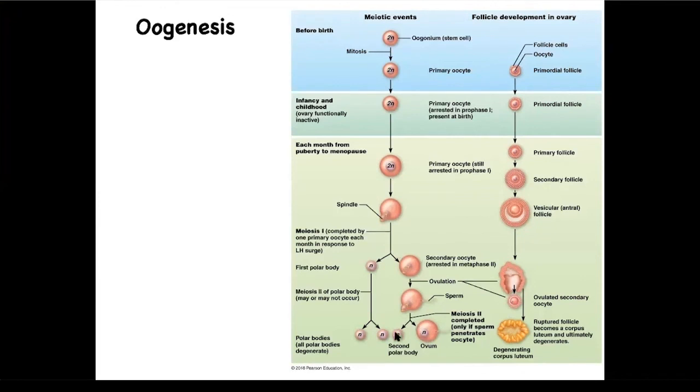The haploid ovum, when fertilized by a haploid sperm, will produce a cell that is diploid with a full complement of 46 chromosomes. That fertilized ovum will be called a zygote. Let's go back and look at this vesicular follicle. After ovulation and the release of the secondary oocyte, the vesicular follicle will become a corpus luteum. We'll study this later, but the corpus luteum will act as an endocrine structure, releasing sex hormones.